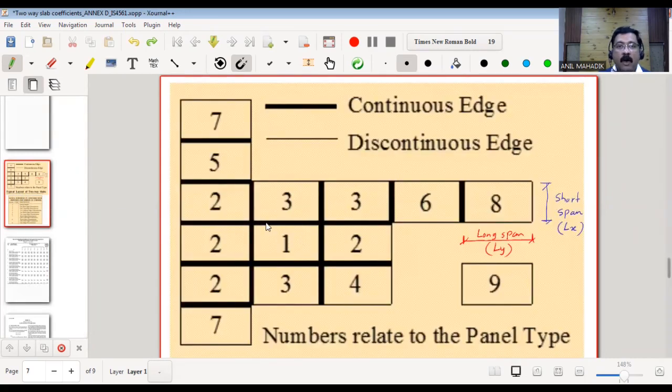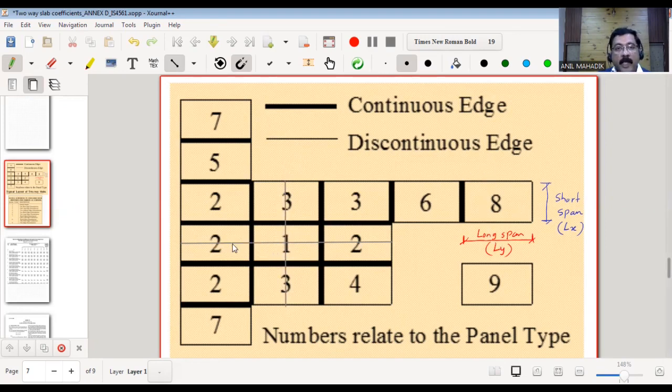As all edges are fixed or continuous edges, there will be moment at the supports. For example, I will draw the bending moment diagram here itself. Now we are interested in case number 1, or slab number 1, let's say. Definitely, as it is a two-way slab, there will be moment along the long span and moment along the short span. So the long span moment I will draw in red color.